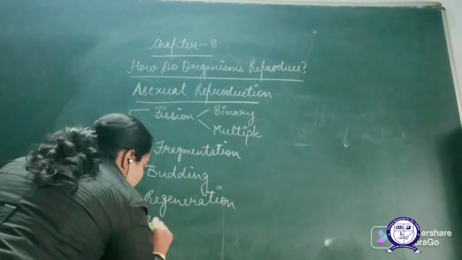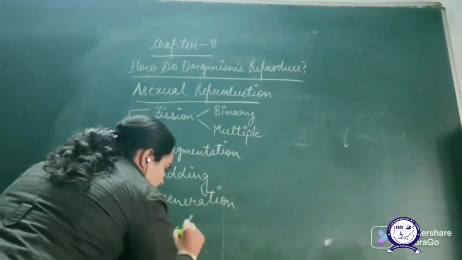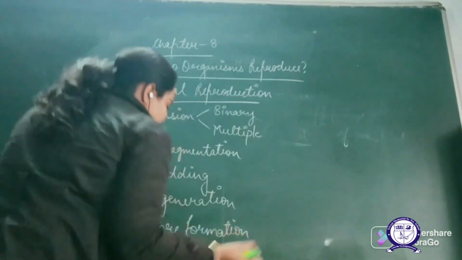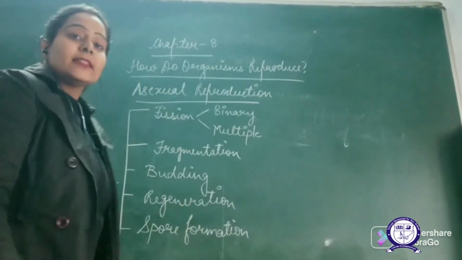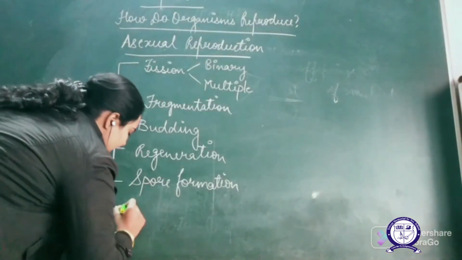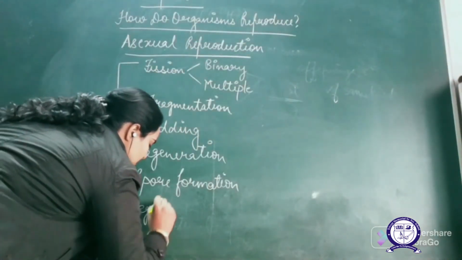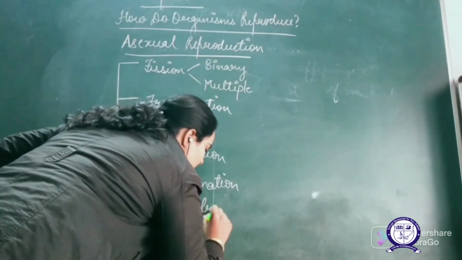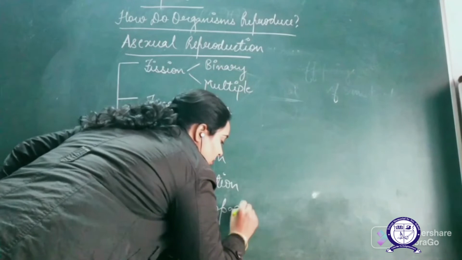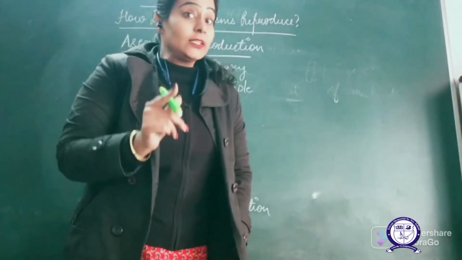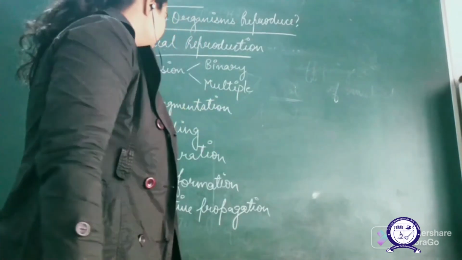Then you have spore formation. From the spores, like seeds are there, but with the spores the new organism is made. And the sixth type is vegetative propagation, where new young ones are born from the vegetative parts, not the seeds, but the parts.